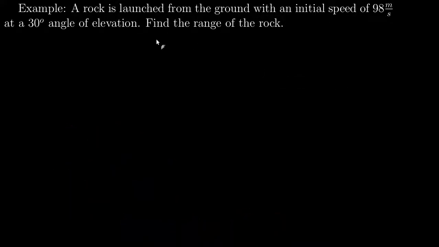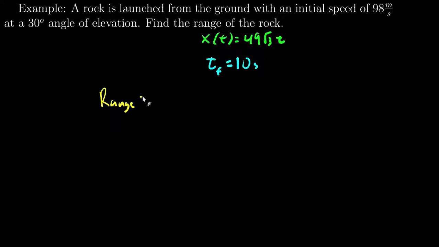Okay, same problem, find the range of the rock. So recall that x of t is 49 root 3 t. I don't need y of t for this problem because the range that I'm talking about here is how far horizontally it goes. I remember that the flight time is 10 seconds, so the range is going to be how far horizontally it goes in 10 seconds, which is 49 root 3 times 10.